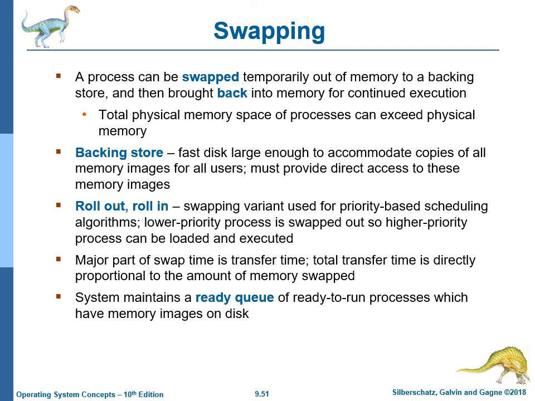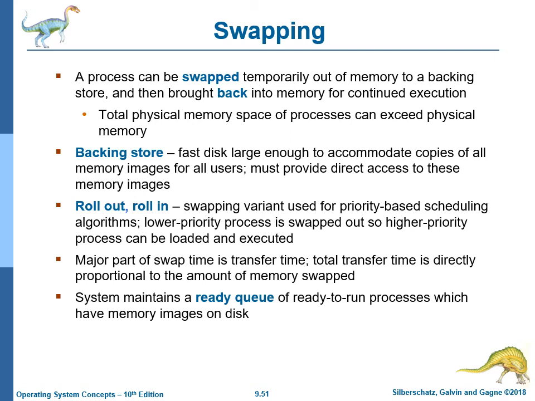Roll out, roll in: swapping is normally used for priority-based scheduling algorithms. They have a lower priority process that is executing, and suddenly another process comes in, and they check that the process has higher priority than the other process. So the process being executed is low priority, so that particular process will be swapped out, because a higher priority process is being loaded and needs to be executed. It is swapped out from memory into the backing store, and then the desired process is brought into memory.